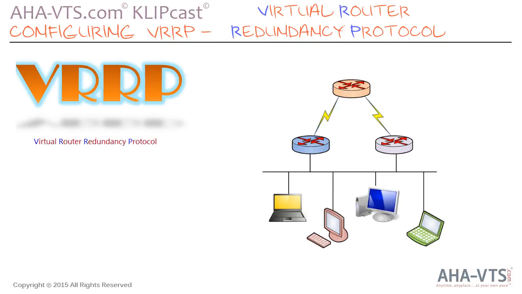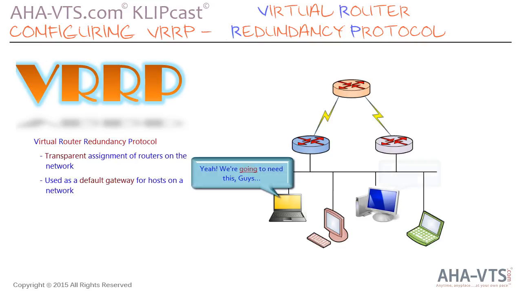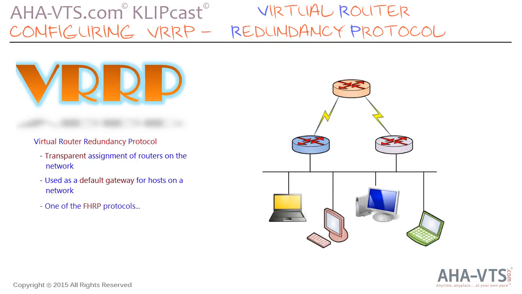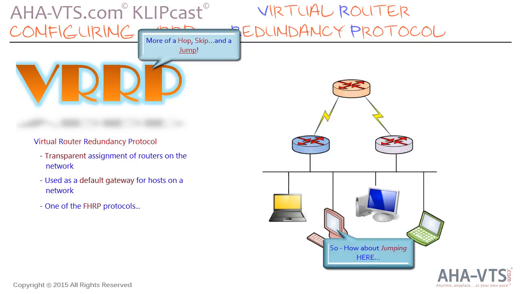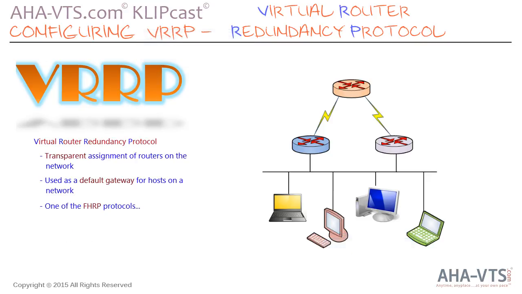The Virtual Router Redundancy Protocol, or VRRP, is a network protocol which can be used for automatic, transparent assignment of available routers on your network. These routers will act as a default gateway for your hosts on a particular network or subnetwork. VRRP falls under the umbrella of First Hop Redundancy Protocols, or FHRP, and this suite of protocols also includes HSRP, GLBP, CARP, etc.